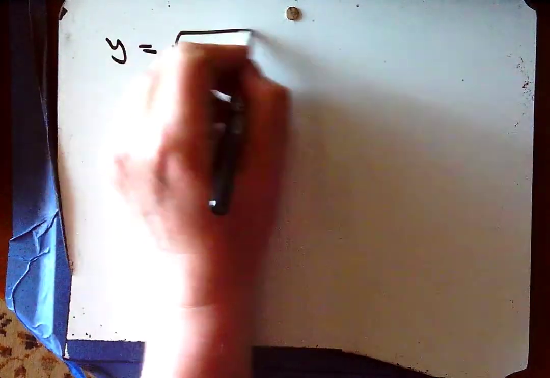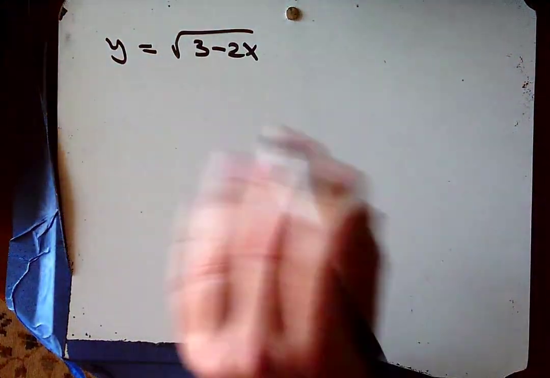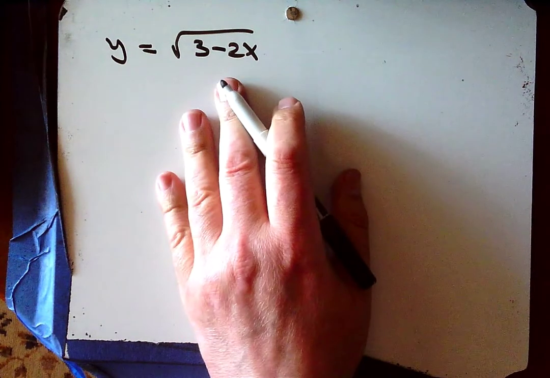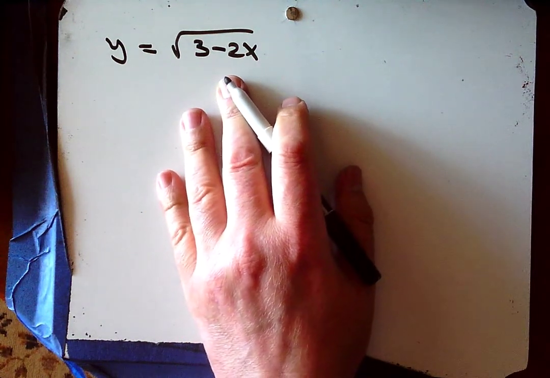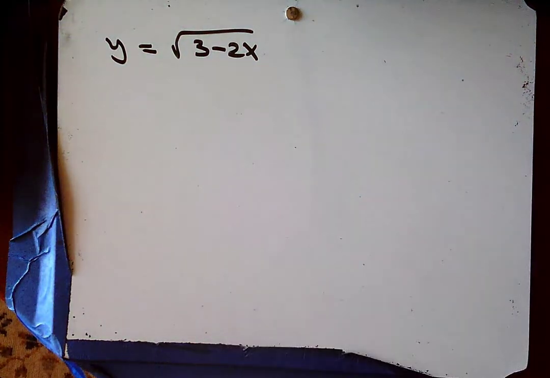The last video left off with the square root of 6 minus x. And so I want to give you this one, y equals the square root of 3 minus 2x. Find the domain for this, please. Might want to pause the video while you think about it. Come back if you have questions or when you want to check your answer.